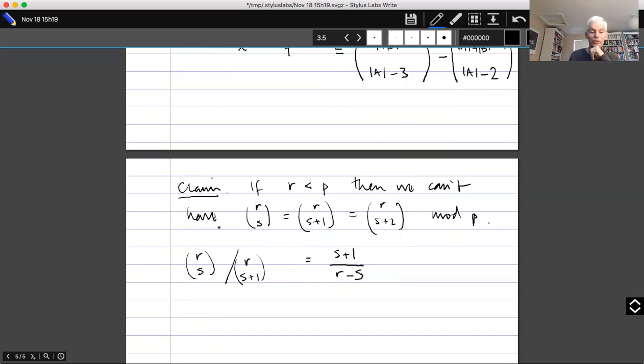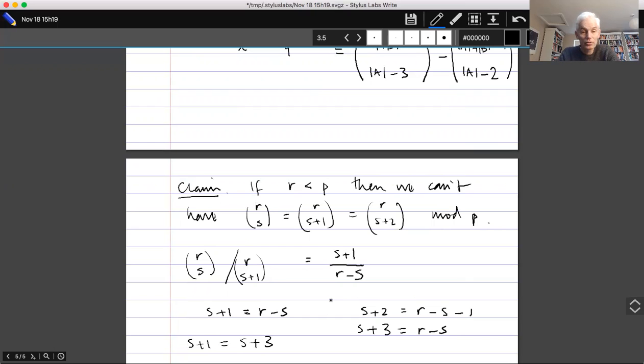So when are those two binomial coefficients equal? If and only if s plus 1 equals r minus s. And now substituting s plus 1 for s, the other two are equal if and only if s plus 2 equals r minus s minus 1. And adding 1 to both sides, that's equivalent to s plus 3 equals r minus s. And so there we get that s plus 1 equals s plus 3 mod p.